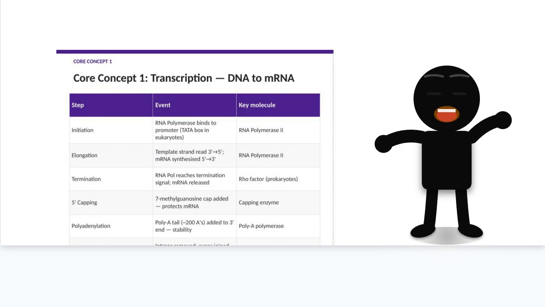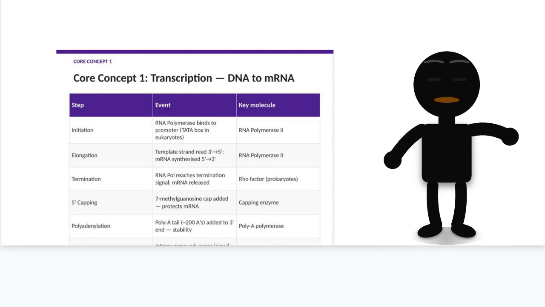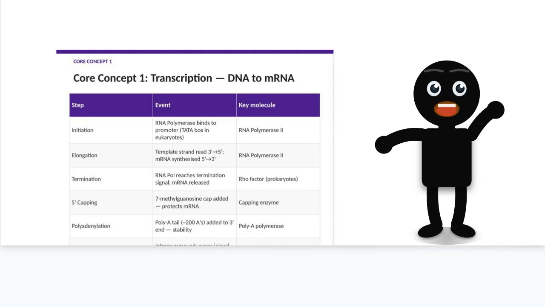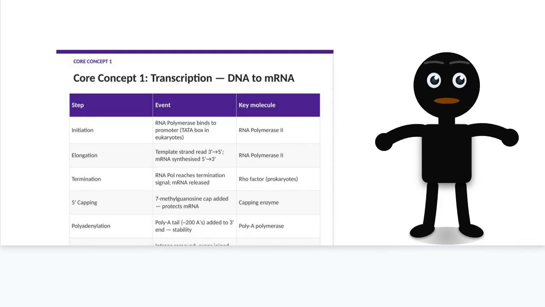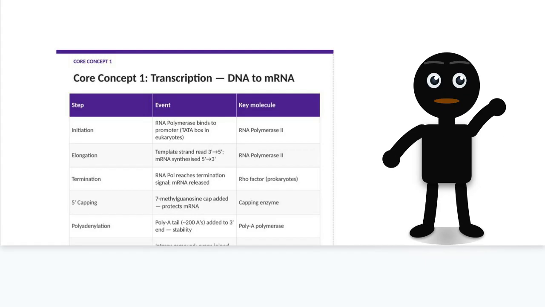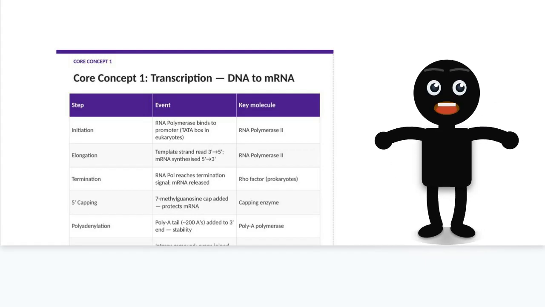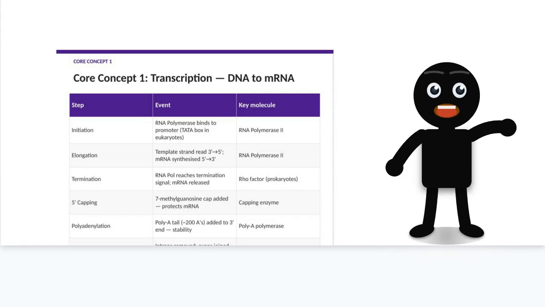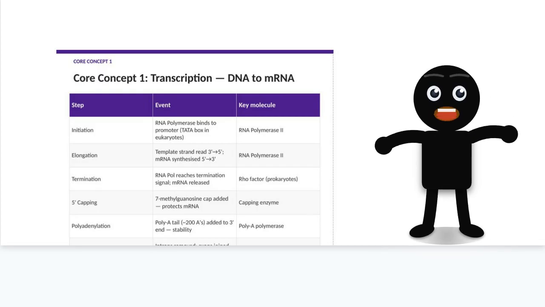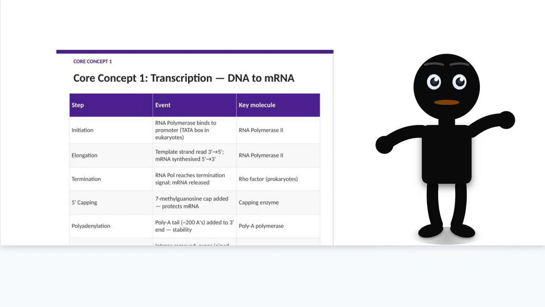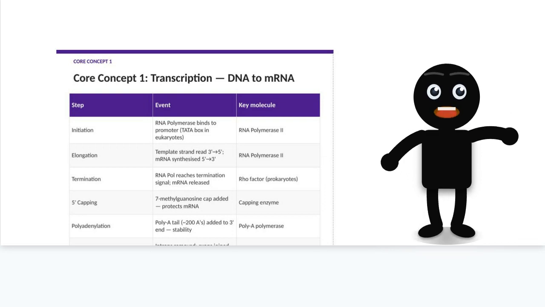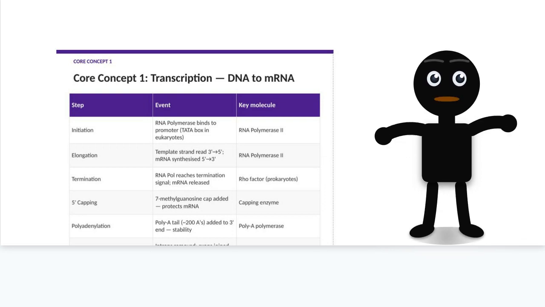Transcription is the synthesis of RNA from a DNA template. In eukaryotes, RNA Polymerase II is the enzyme responsible for mRNA synthesis. The process begins when transcription factors bind to the promoter region, a specific DNA sequence upstream of the gene. The TATA box, about 25 bases before the start site, is a key promoter element in eukaryotes. RNA polymerase reads the template strand in the 3' to 5' direction and synthesizes the complementary RNA strand in the 5' to 3' direction. Note that RNA uses uracil instead of thymine.